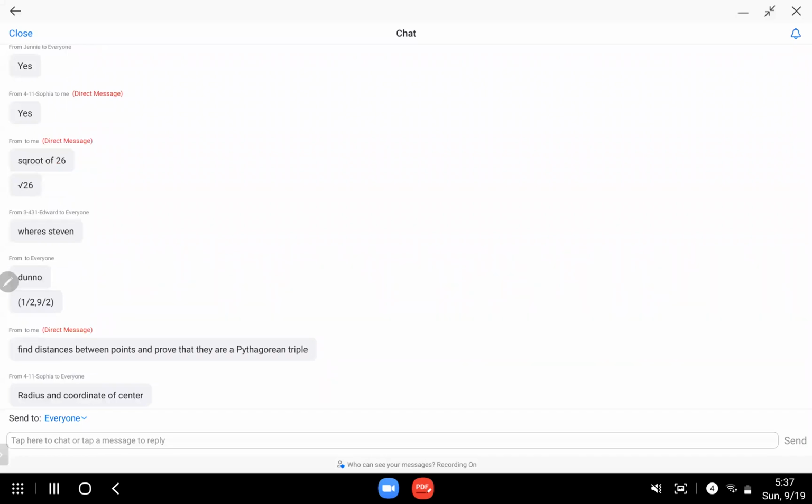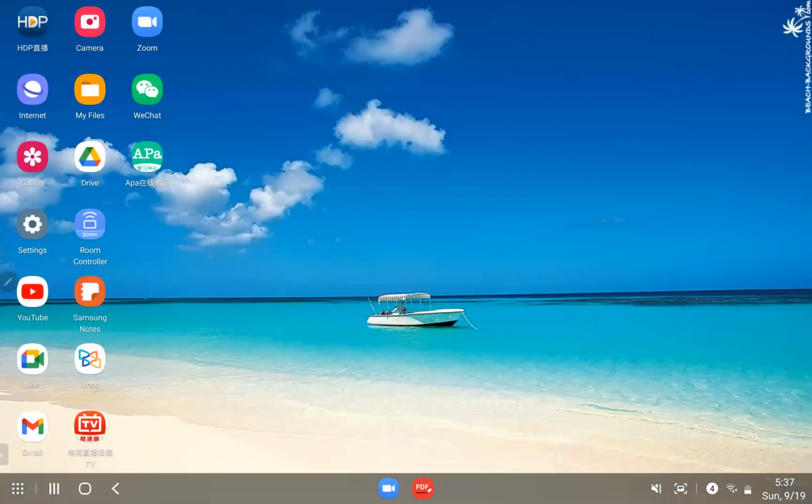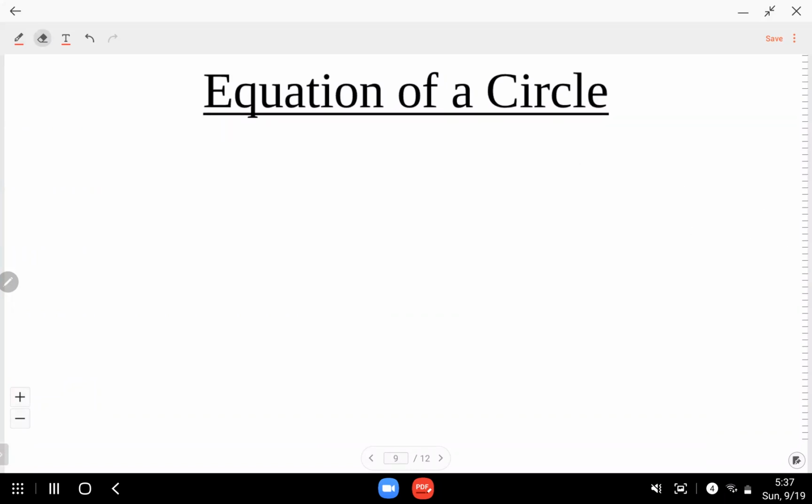Yes, very good, Sophia. The radius and the coordinates of the center. Okay, the radius and the center. Yes, exactly. That is what we need to graph a circle. So that is what's going to be in the equation of a circle.